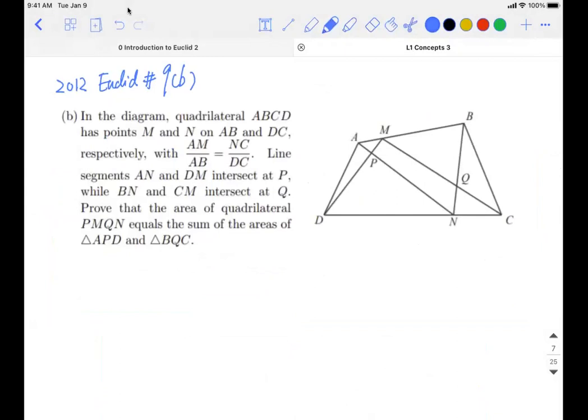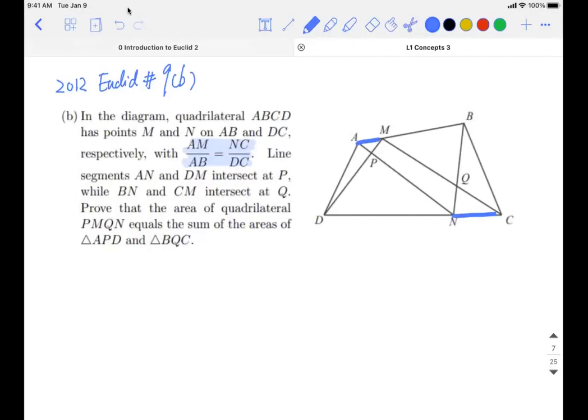In the diagram, a quadrilateral ABCD has points M and N on AB and DC respectively, with AM over AB equals NC over DC. Let's have a quick look at it. AM over AB is the entire thing, NC over DC. Okay, I don't know what that is for. Let's park it there. Line segments AN and DM intersect at point P, while BN and CM intersect at point Q. Okay, prove. That's it.